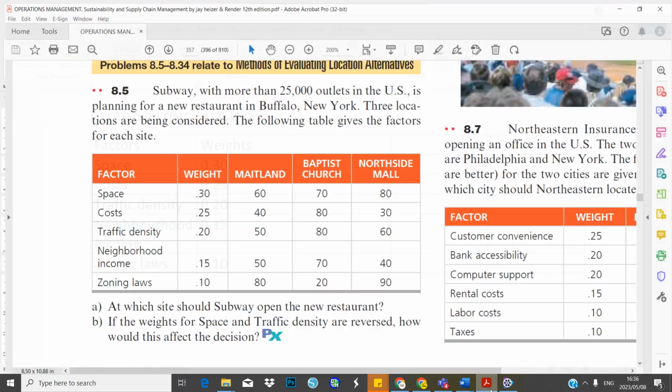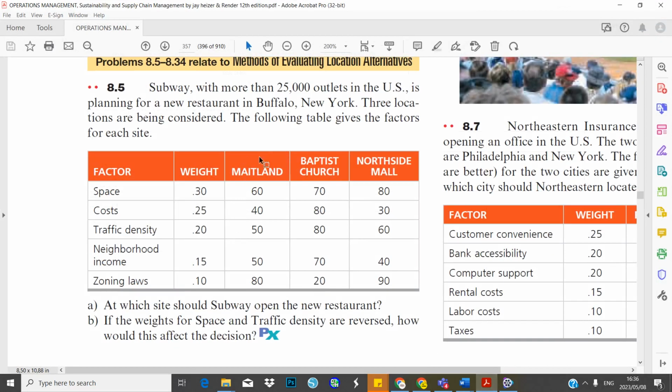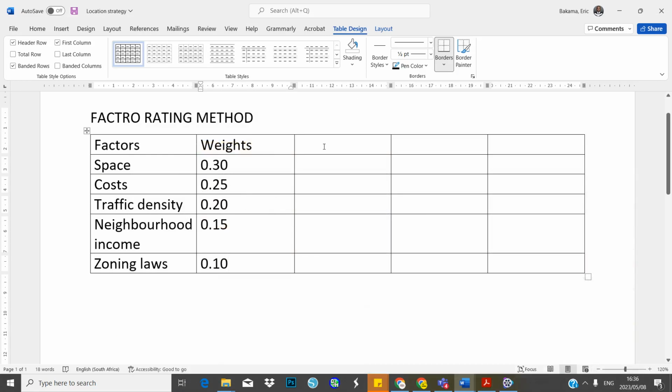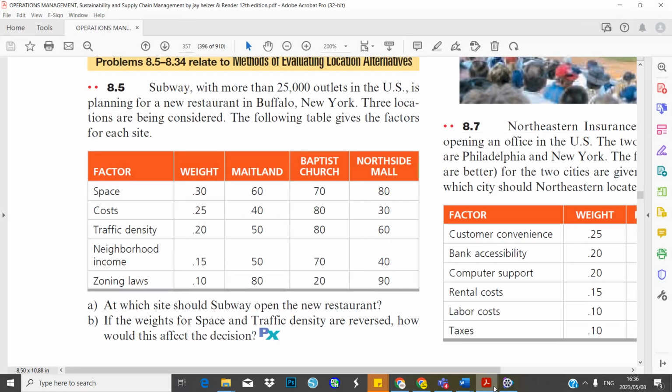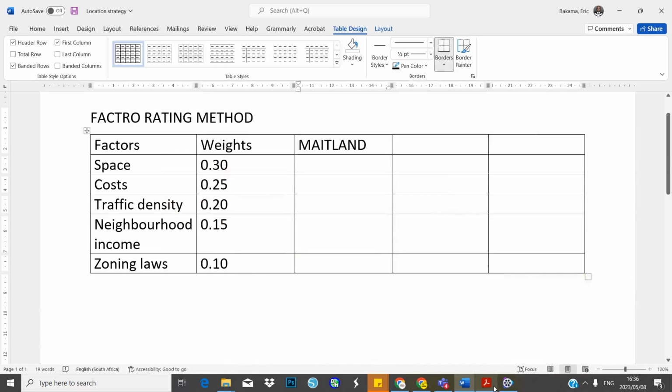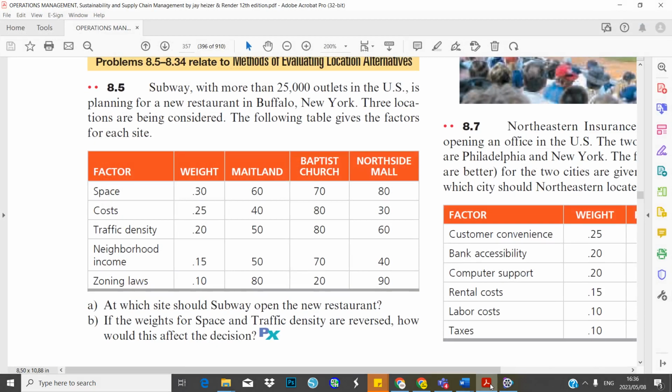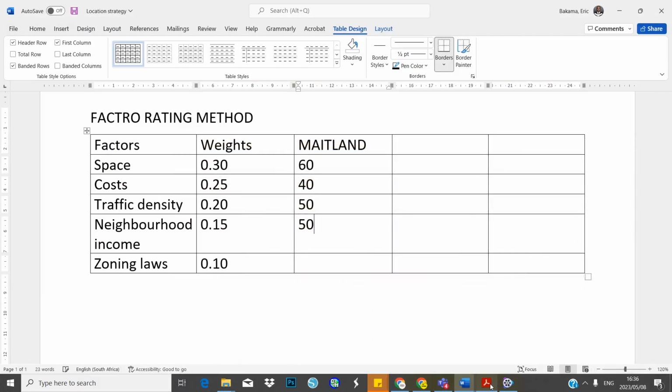Based on the information that we have here, we also need to get the location values for Maitland, Baptist Church and the Northway. So right now we have Maitland, and the values here are 60, 40, 100. So we have 60, 40, 50. Then after that we have 50 and 80.